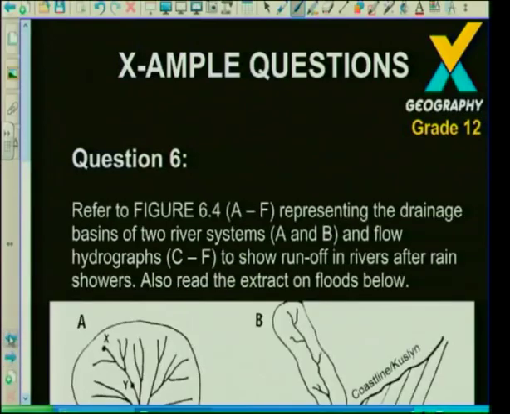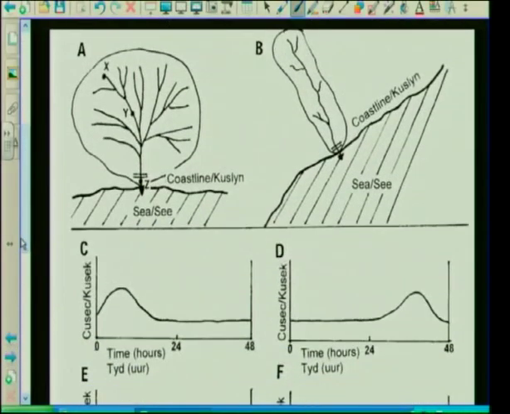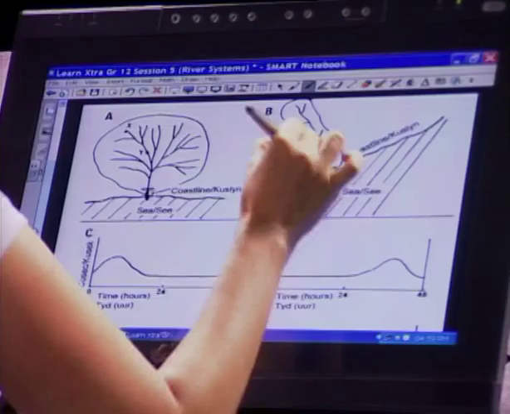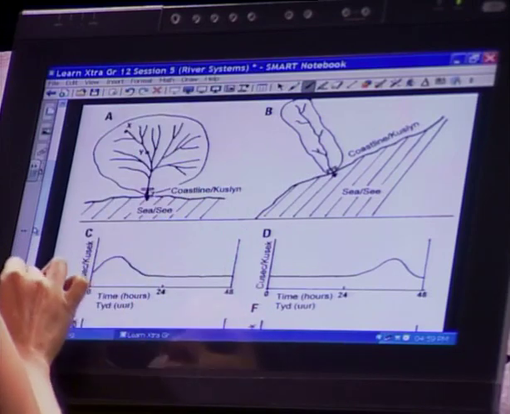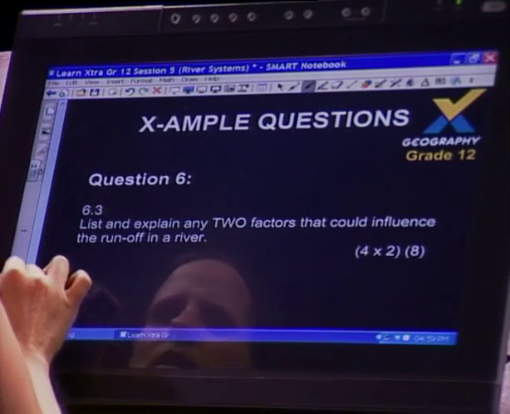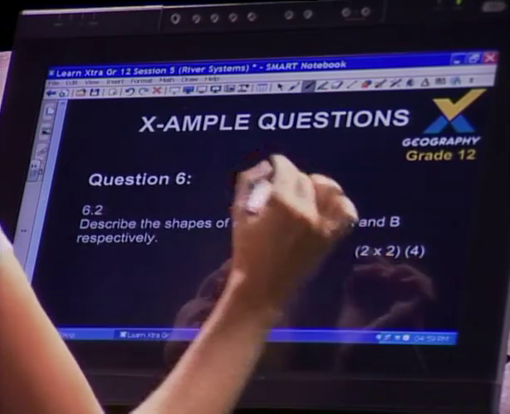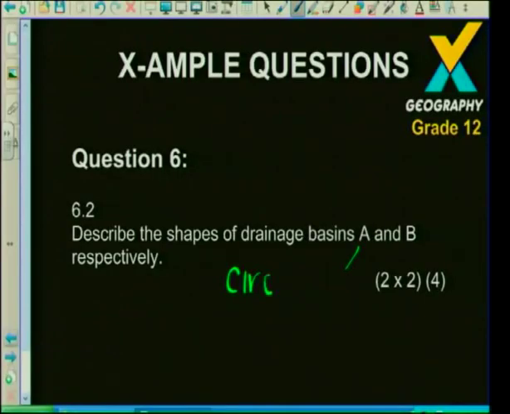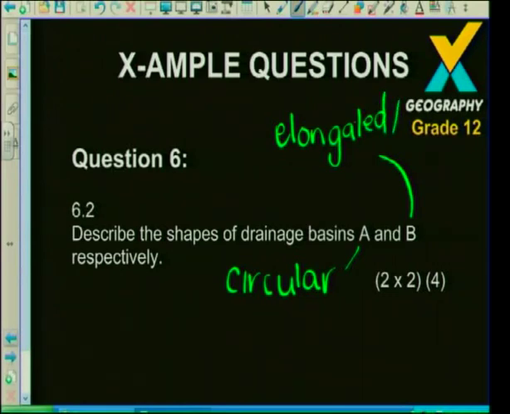If we go back to the figure, you will see that drainage basin A is circular in nature and drainage basin B is elongated. So the 2 words that they are looking for, sorry, let's just go back. A is what we call a circular drainage basin, and B is what we call elongated, or often an elongated basin can also be referred to as a longitudinal basin.